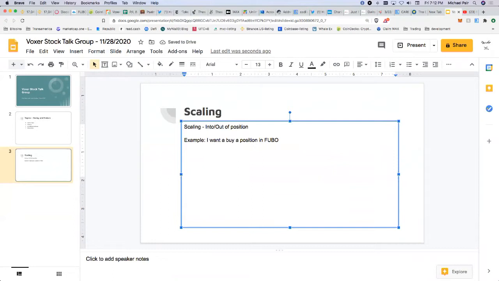So one of the questions is how much of my portfolio do I want to allocate? Let's just say my full position will represent 100 shares, right? All right. Now, what does it mean to scale into a position? To scale into a position, it really means you don't buy all at once.